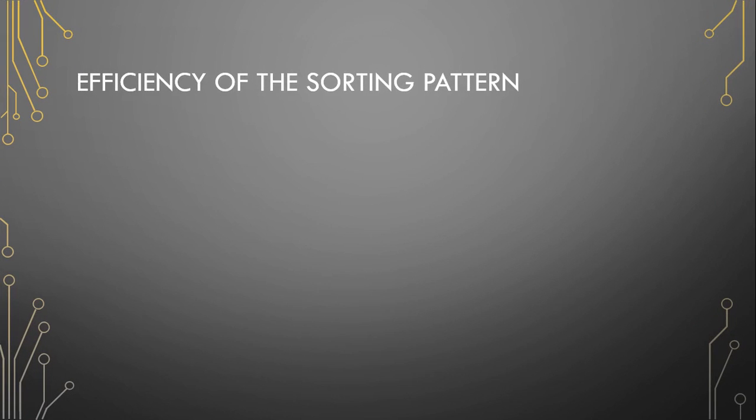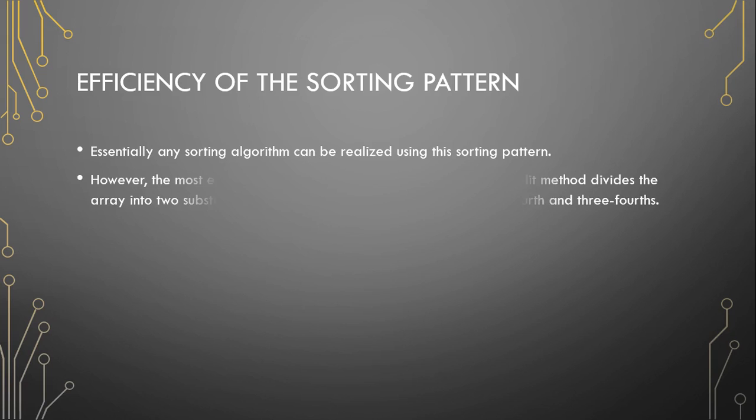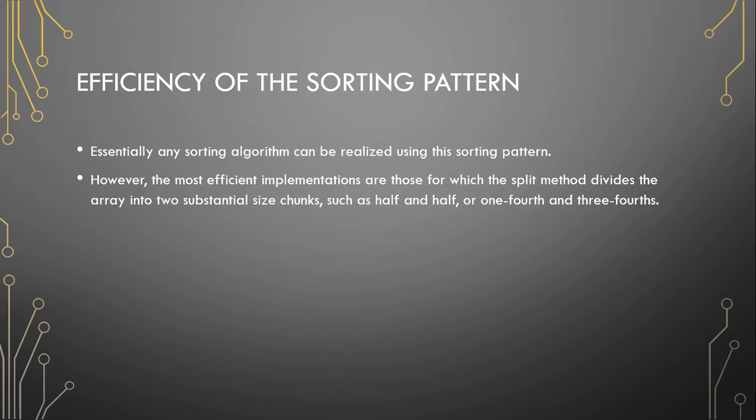All right, so efficiency of the sorting pattern. As I mentioned, we have four different kinds of sorts on our belt. Essentially, any sort algorithm can be realized with this kind of divide and conquer sorting pattern that we've discussed. However, the most efficient implementations are those where the split method divides the array into substantial chunks, such as half and half or 1/4, 3/4.